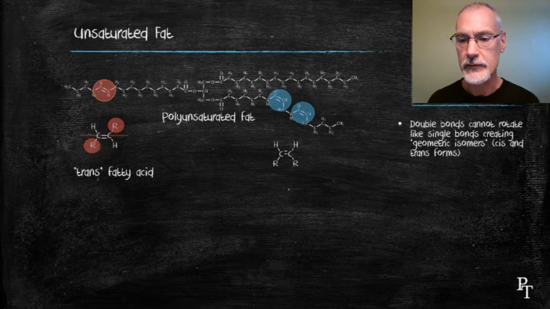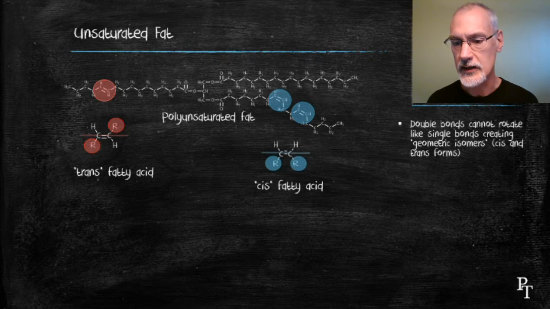I can also have the groups continue on the same side of the molecule, in which case they're called cis fatty acids. Cis fatty acids cause a kink in the linear chain, deviating it from a linear form, whereas the trans fatty acid tends to maintain the linear form of the molecule. Trans fatty acids are somewhat unhealthy for us.